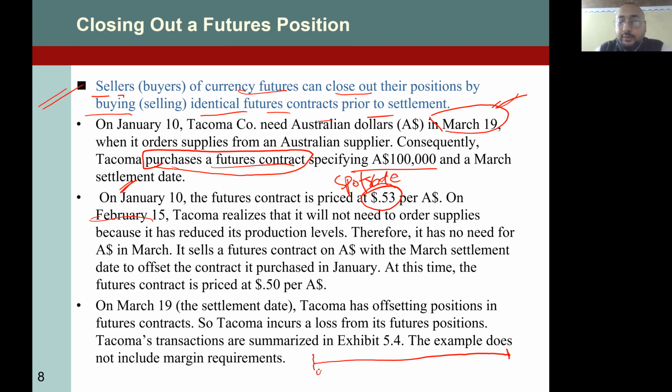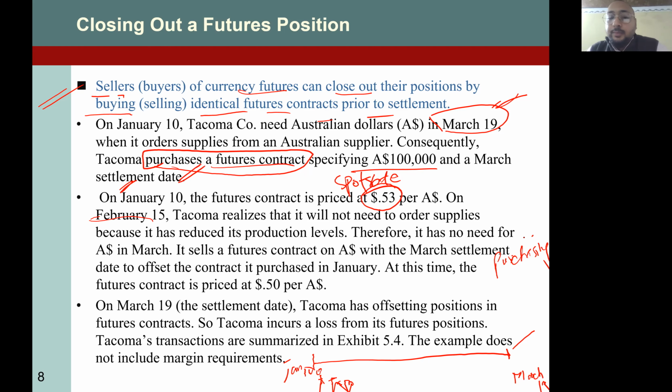So this is January 10. So you are here on January 10, in order March 19, right? So your original was to purchase. So it means at the end of March 19, you will be purchasing from seller.